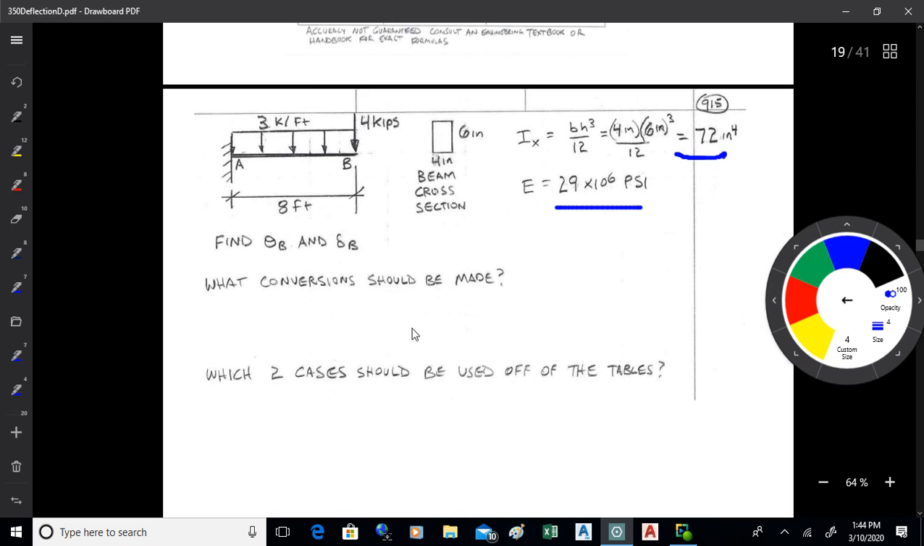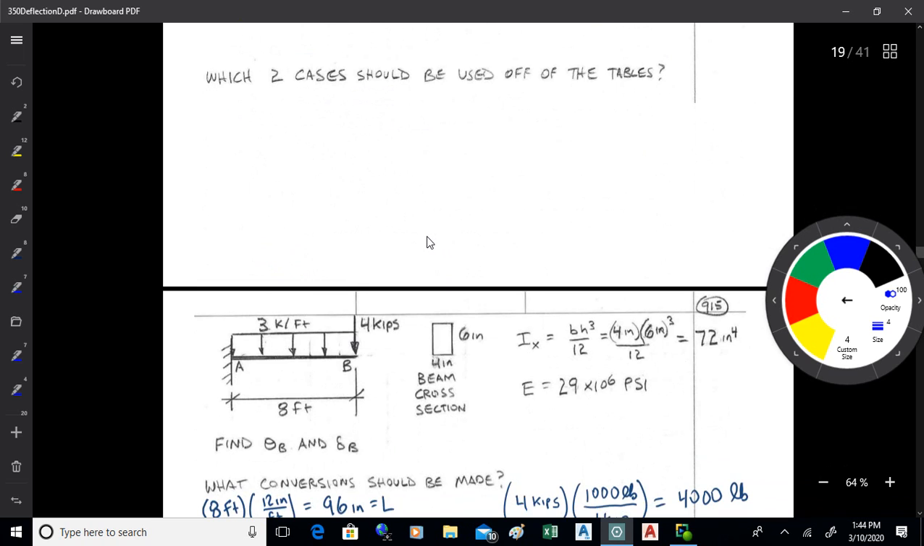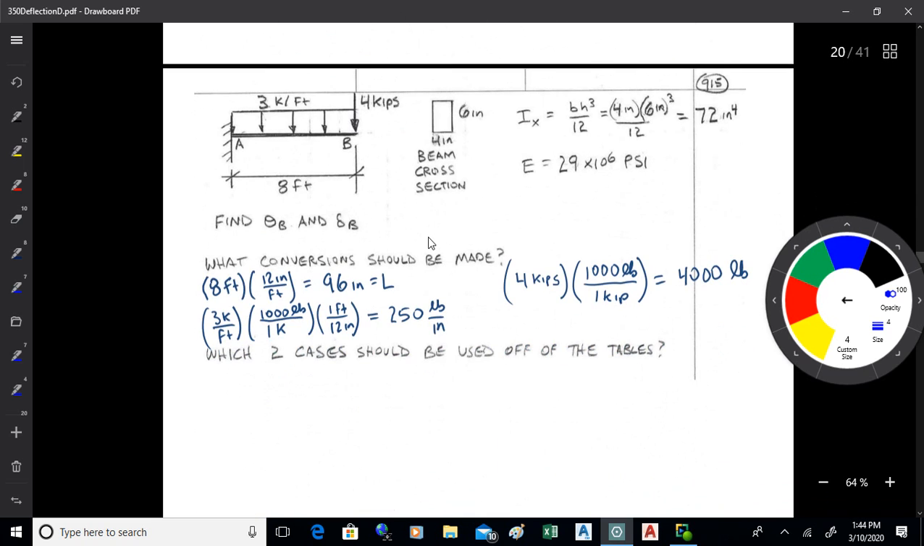All right. Now, we want to find the angle and deformation at B. So we've got to make conversions first, okay? And I would really recommend that you do these right off the bat. In English units, you want inches and pounds. That's what you want, and it can affect a lot of things, so be a little careful with it.